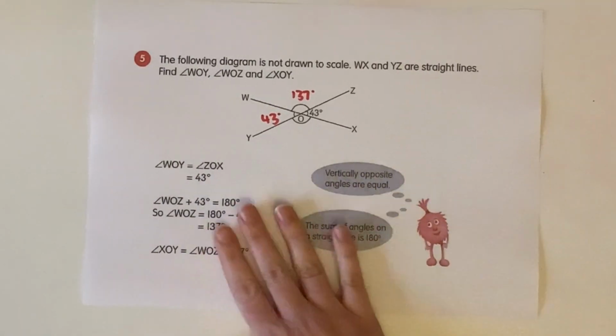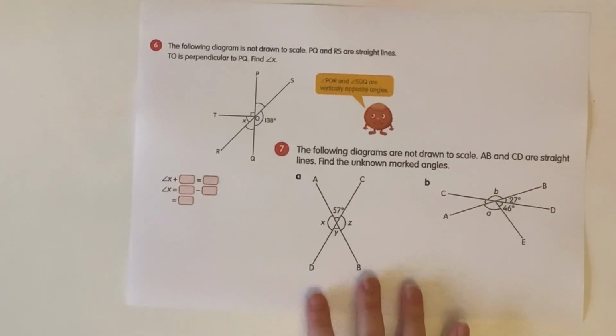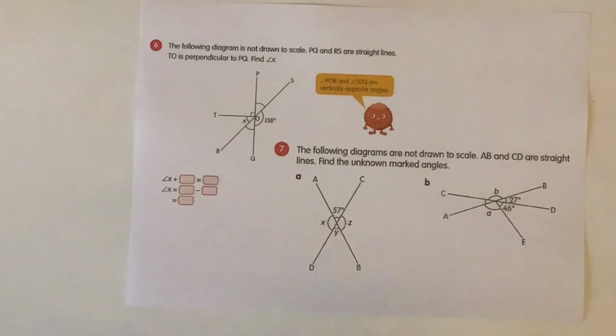So using that, what I'd now like you to do is have a look at question 6 and question 7 from the learning presentation. I want you to work through these two questions, finding the unmarked angles, and the answers are on the slides. Once you've had a go at those, you will then need to move on to the task for today. And then in tomorrow's video, I will go through those answers. Good luck.